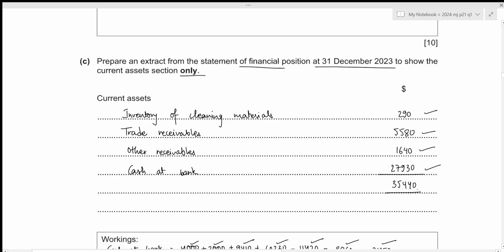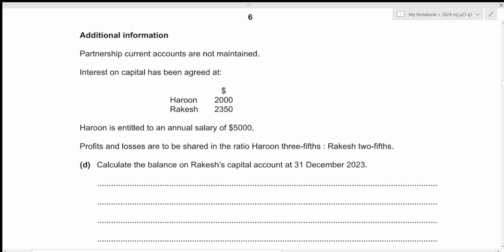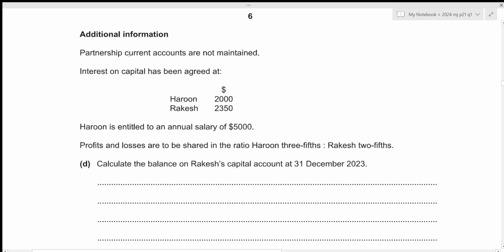Let's move towards the next one. We have been given the additional information. Partnership current accounts are not maintained. So whatever is to be included within the current accounts will be included within the capital account now. Then the interest on capital has been agreed at the following. Harun will receive 2,000 per annum and Rakesh will receive 2,350. Then Harun is entitled to an annual salary of 5,000. Profits and losses are to be shared in the ratio Harun 3/5 and Rakesh 2/5. So Harun will receive 3 out of 5 portion, whereas Rakesh will receive 2 out of 5 portion.